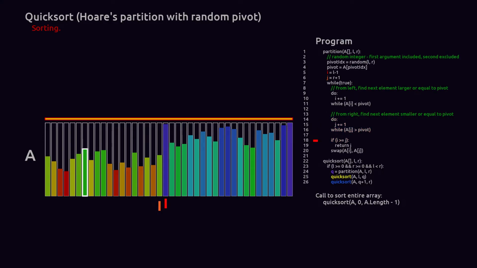Once the counters collide, we return j. j is the index where the partition is split. Choosing j over i is more of an implementation detail. It happens to guarantee that there is at least one element on both halves, because we've excluded the rightmost element from being the pivot.